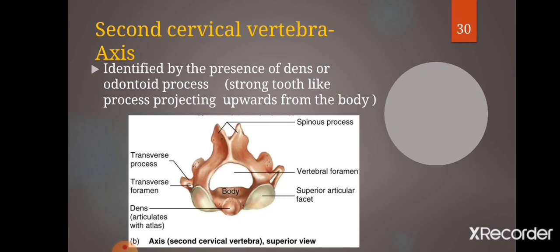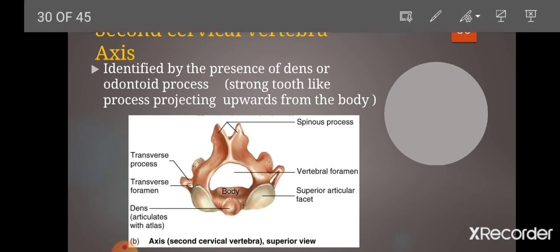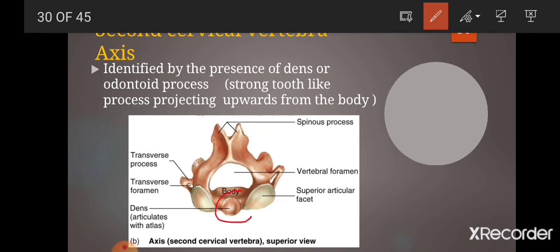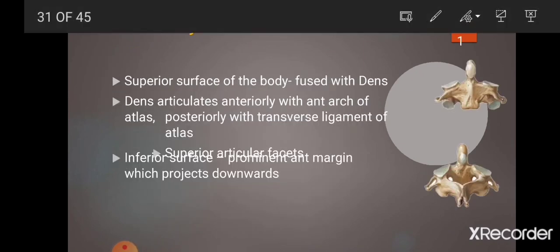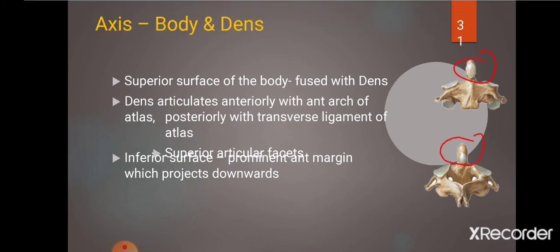Then we come to the second cervical vertebra, known as the axis vertebra. It is identified by the presence of the dens or odontoid process. The odontoid process is a strong tooth-like process projecting upwards from the body. So here we can see this is the dens. Again, we can see the dens of the axis cervical vertebra. This is the dens, the identifying feature.